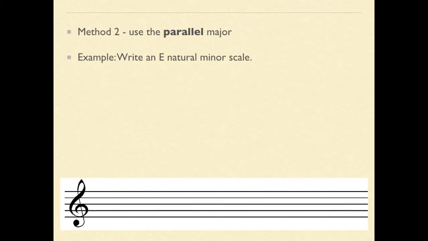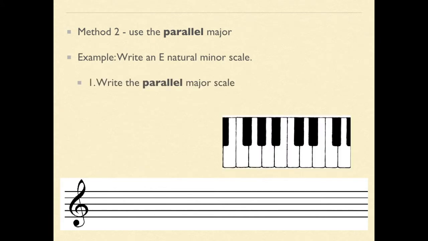So we'll start with an E natural minor scale. So step 1 is to write the parallel major scale. So we'll follow our whole and half step pattern starting on E. We'll go up a whole step to F sharp, up another whole step to G sharp, up a half step to A, up a whole step to B, up a whole step to C sharp, another whole step to D sharp, and a half step to E.